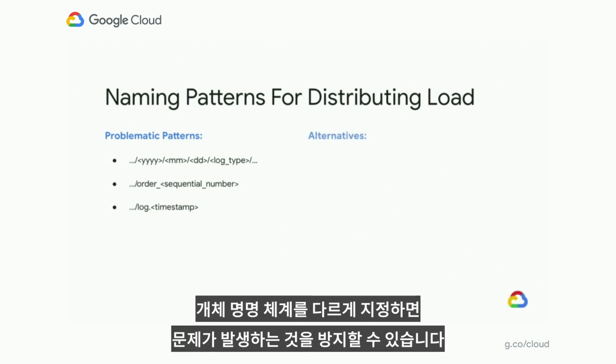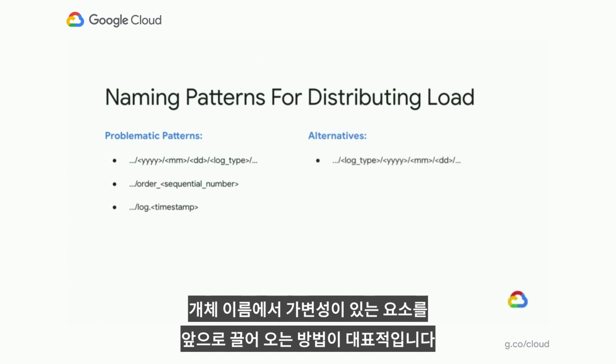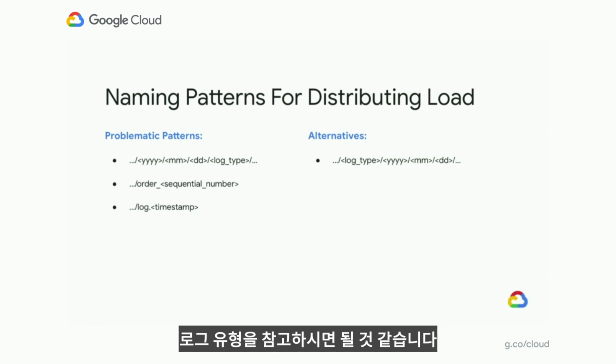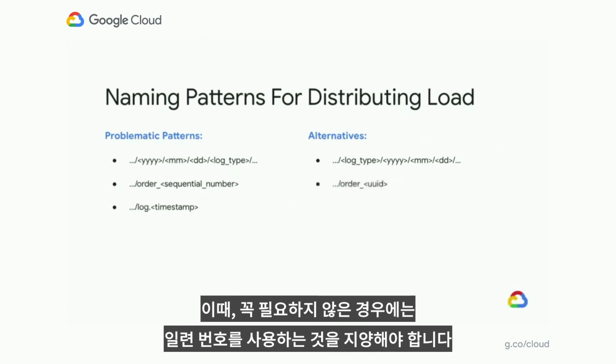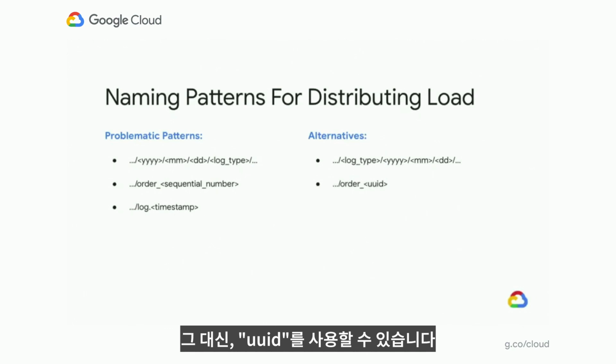So you can get around it by choosing alternate object naming schemes. For example, you can pick a part of your object name that is more variable and bring it upfront, log type in this example. So if you're accessing different kinds of logs on a single day, those accesses would be distributed over multiple shards. Don't use a sequential number if you don't have to. You could use a UUID instead.